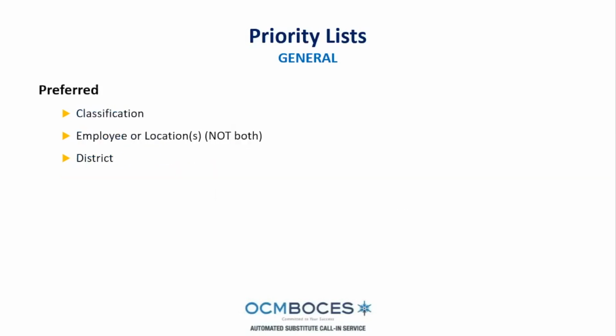The preferred list we can enter by classification, which is the subject area, by an employee. We do not recommend this because sometimes the employees shift locations or even sometimes switch districts, and that substitute will remain linked to that employee until we are notified here at Subservice to remove them from the priority listing. We really recommend that you either list the substitute as preferred for the location. And you can also list a substitute on the preferred list for your whole district.